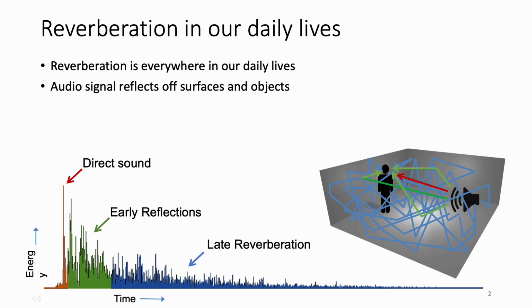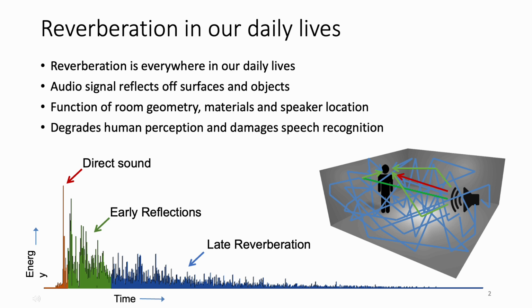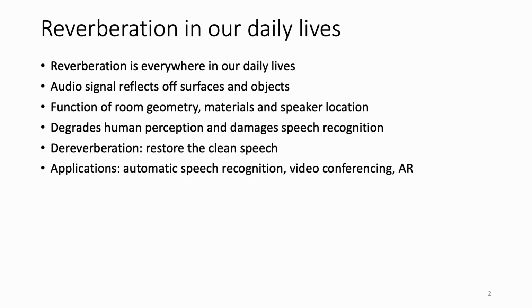We see and hear things every second of our lives. The sound we hear is not only the sound emitted from the source, but also the reverberation in the environment. It's the audio signals reflecting off surfaces and objects. It's a function of the room geometry, materials, and speaker locations. It severely degrades human perception and damages speech recognition. Thus, people perform dereverberation to restore the clean speech, and it has many applications in automatic speech recognition, video conferencing, and AR.